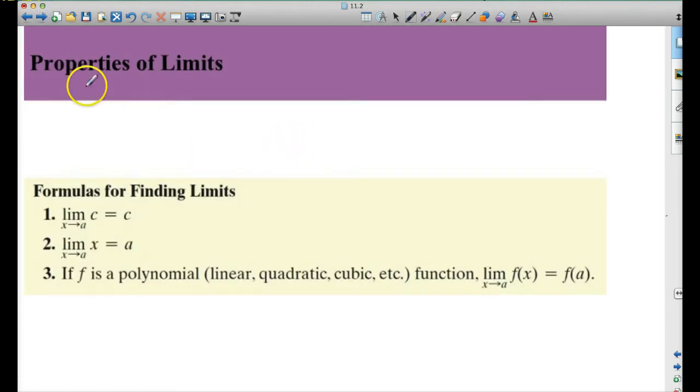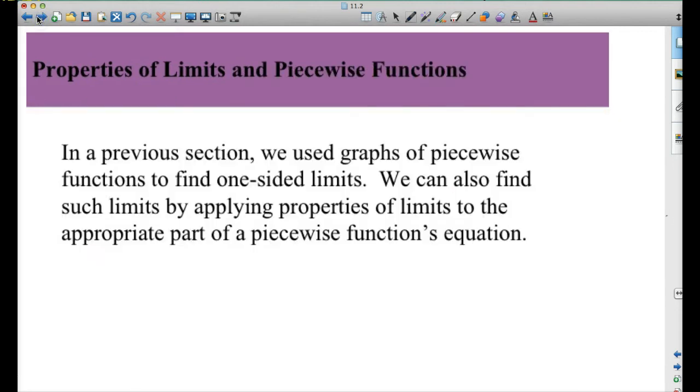And this just summarizes all the rules we just talked about, the quotient and everything. Now in the previous section, we used graphs of piecewise functions to find one-sided limits. We could also find such limits by applying properties of limits to the appropriate part of a piecewise function.